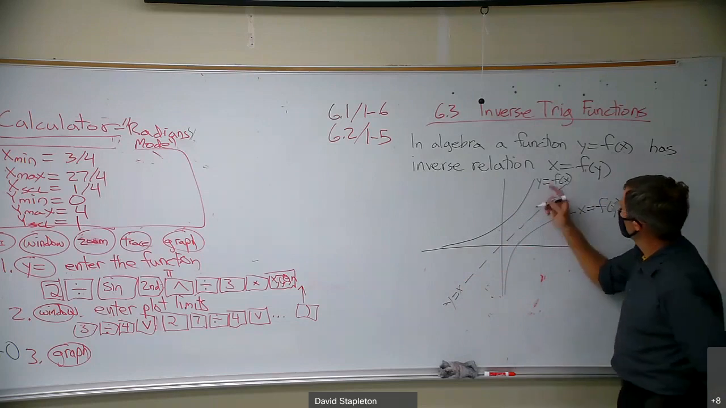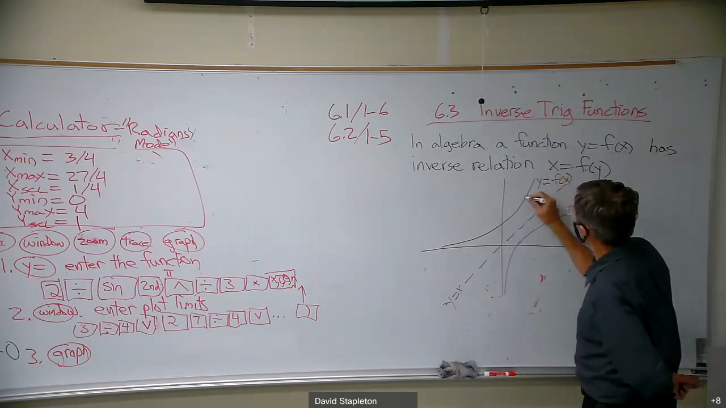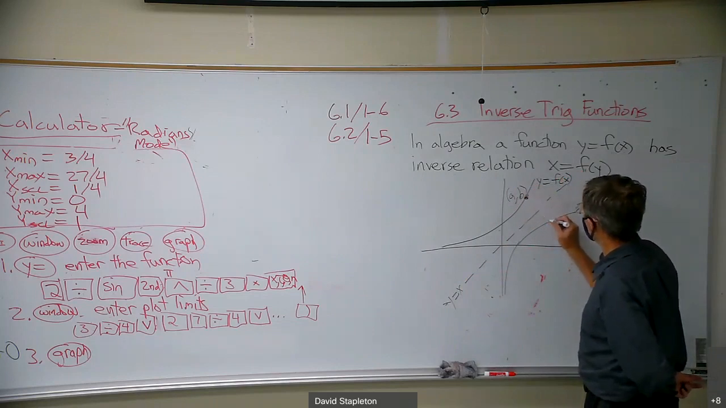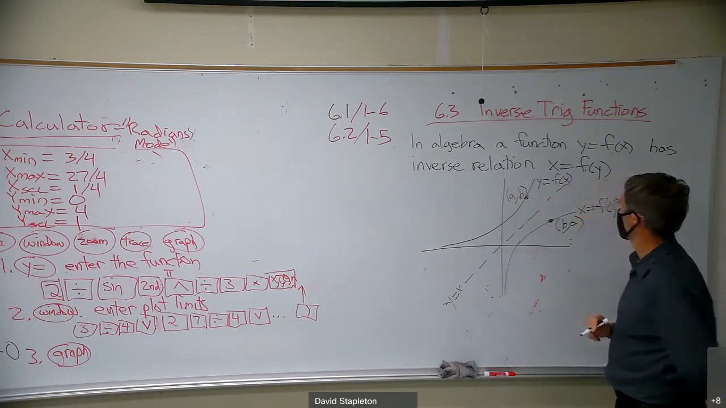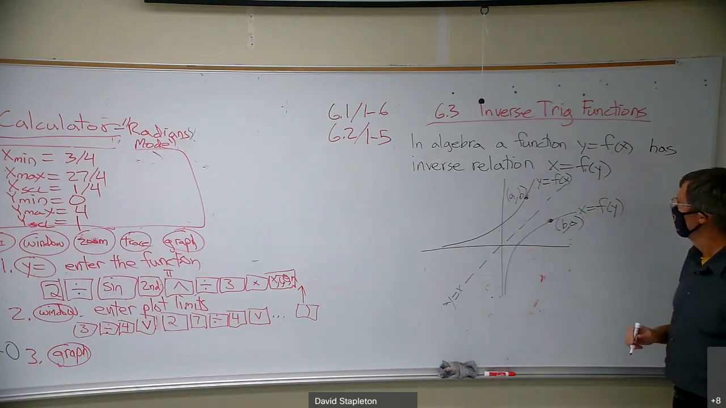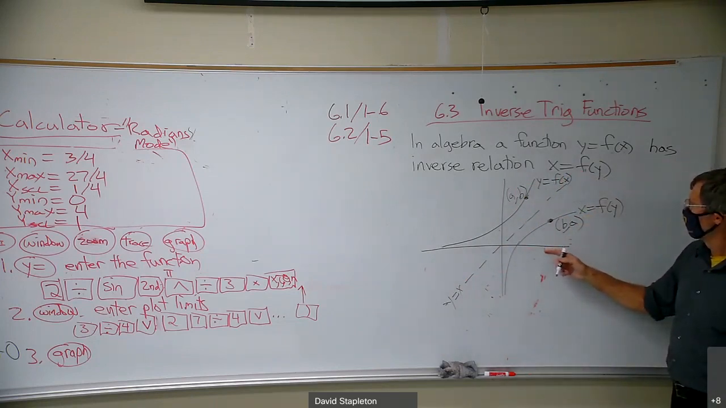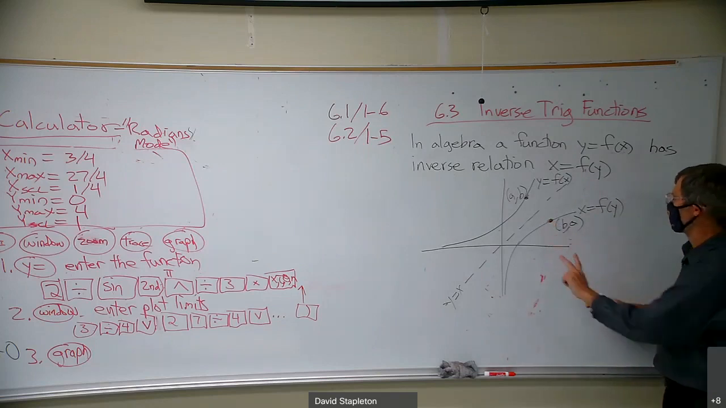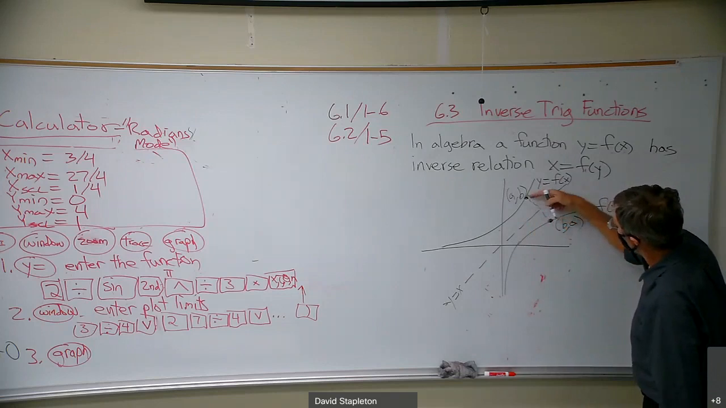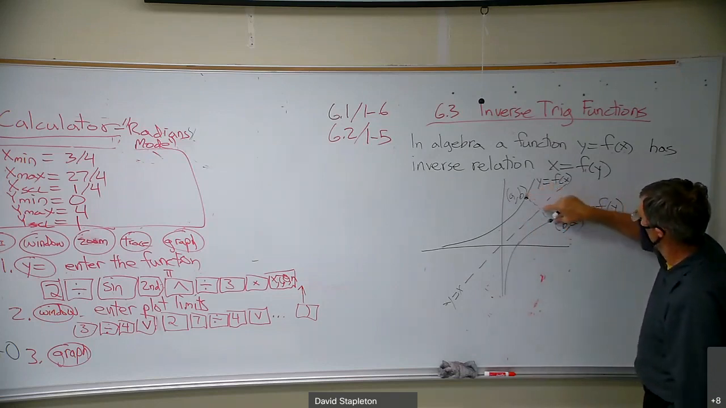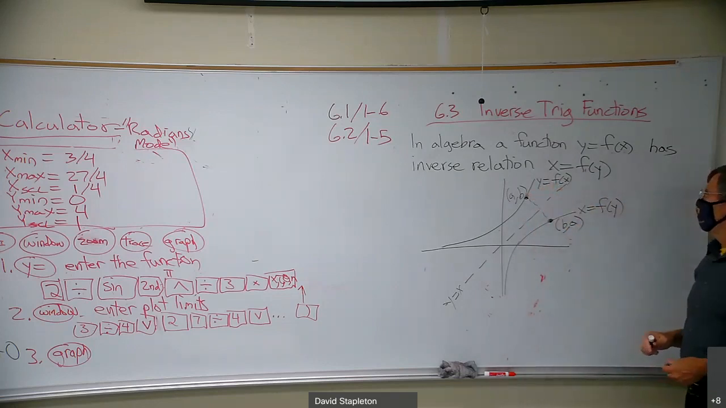Now, since you're interchanging x and y, if you have any point here, (a, b), on y equals f of x, there's going to be a corresponding point over here, (b, a), on x equals f of y. Because you just interchange the coordinates and it's a flip, there's a symmetry here. It's the same distance across here as over here.